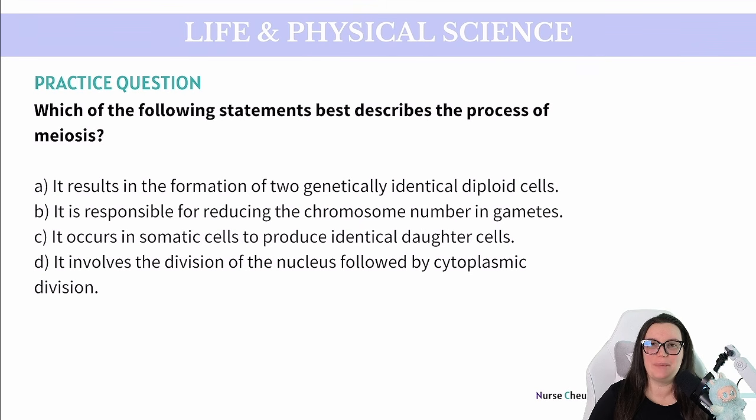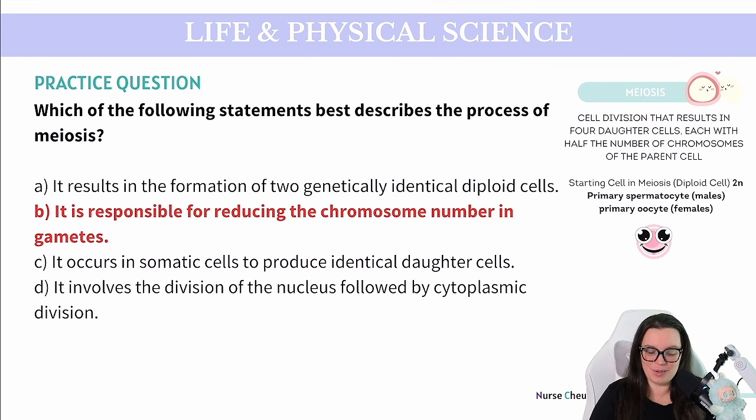Which of the following statements best describes the process of meiosis? Does it result in the formation of two genetically identical diploid cells? Is it responsible for reducing the chromosome number in gametes? Does it occur in somatic cells to produce identical daughter cells? Or does it involve the division of the nucleus followed by cytoplasmic division? And yes, the correct answer is B. It is responsible for reducing the chromosome number in gametes.